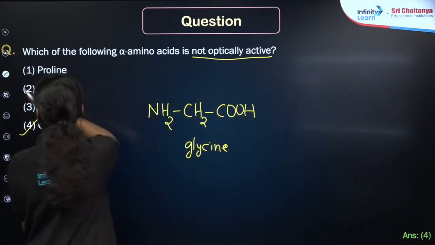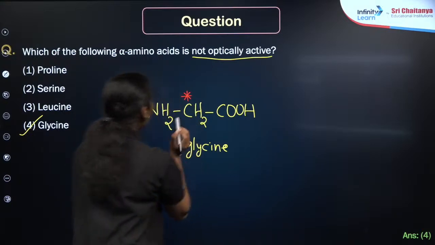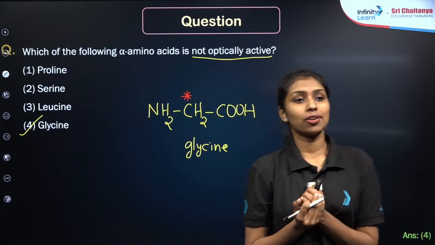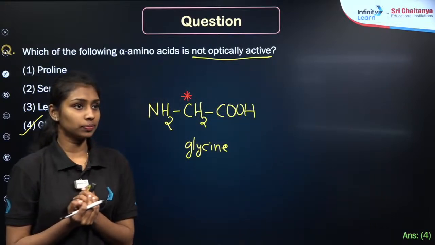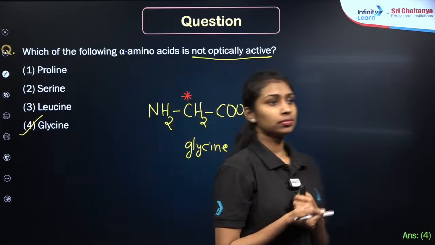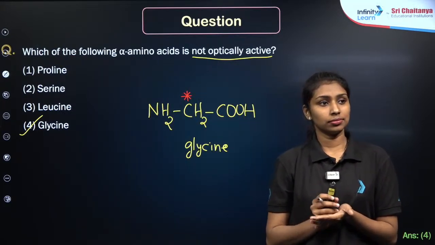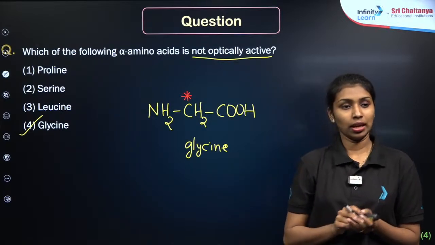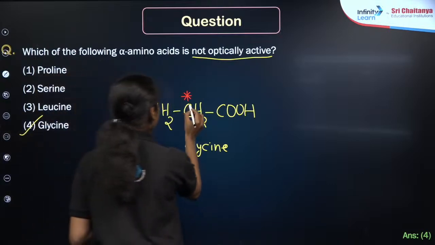Then, if I am taking this carbon atom, whether it is achiral or chiral, how can we define the chirality of a carbon? Just recall the topics you have studied in the stereochemistry chapter. Yes, correct. Great. This is the carbon atom, right?